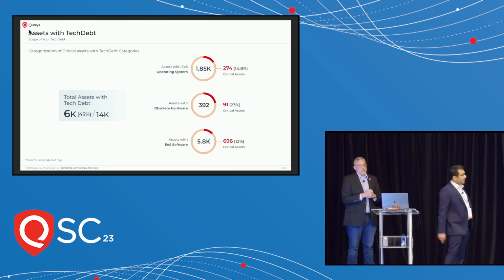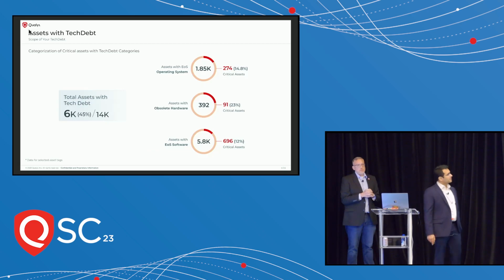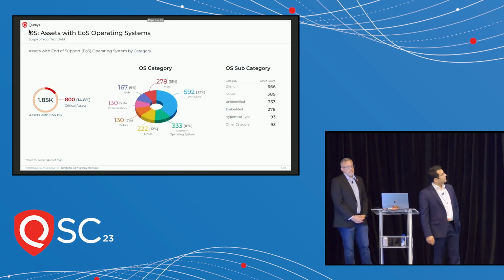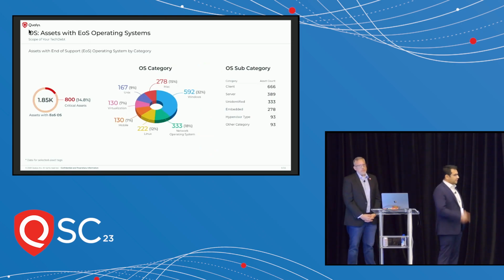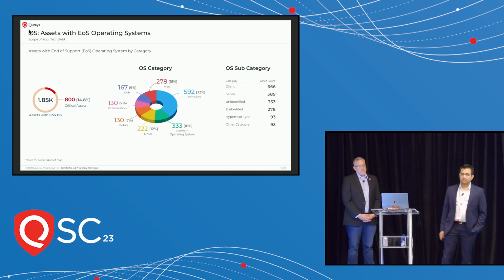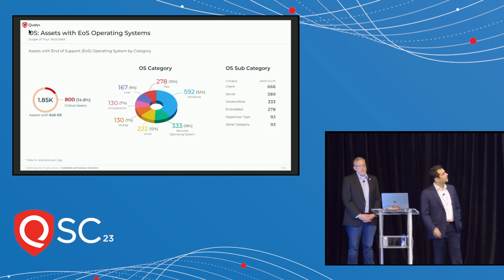Again, slicing and dicing that information into operating system, hardware, and software. How many of those in each category are under support, right? Now, the reason we are slicing and dicing this information is because you may have different teams looking into fixing your operating system, a different team looking at the hardware, a different team looking at the software, right? Upgrading all of these different categories.